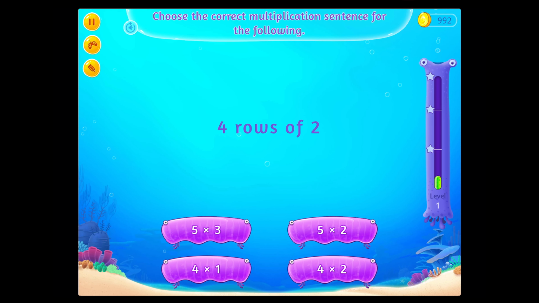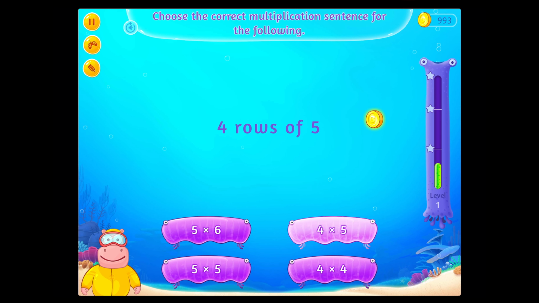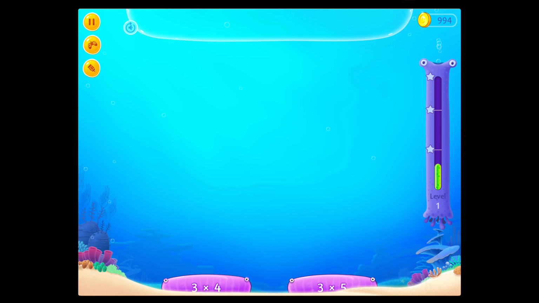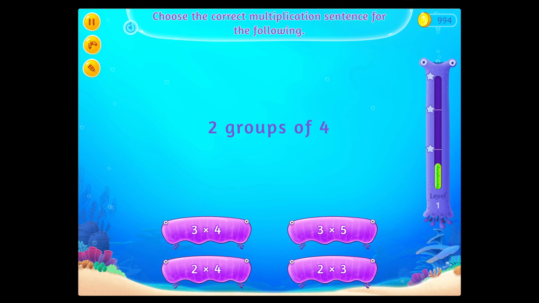Choose the correct multiplication sentence for the following. Correct! Choose the correct multiplication sentence for the following. Fabulous! Choose the correct multiplication sentence for the following. Correct!